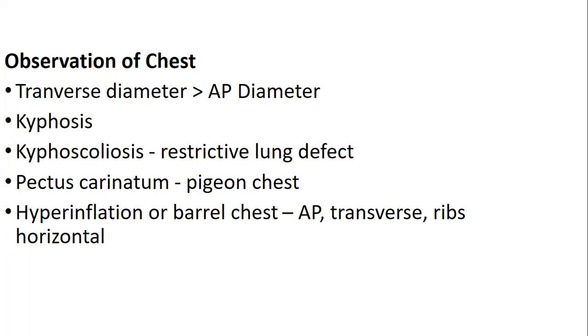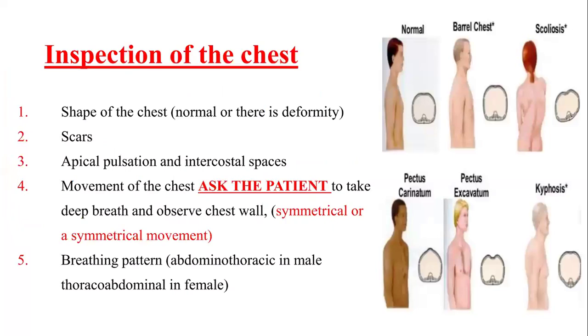Observe the chest diameter in both transverse and anteroposterior. Are they kyphotic, or is there kyphoscoliosis in there? Is it pectus carinatum, or hyperinflation indicating a barrel chest? So check the shapes of the chest. The normal one looks like that, where the inner part is curved in. This is the vertebrae, and this is the sternum. So you check how it is presenting.